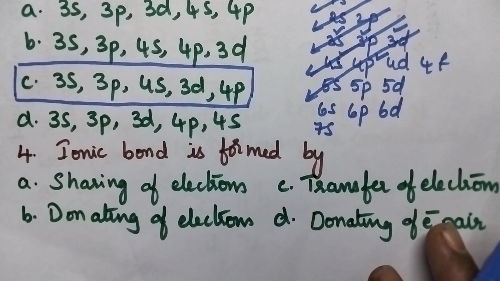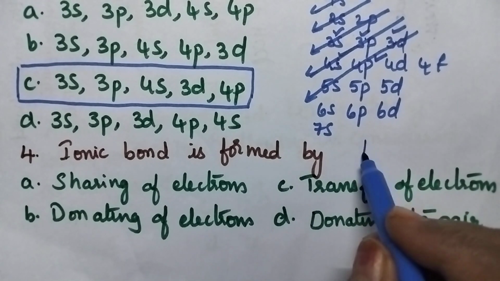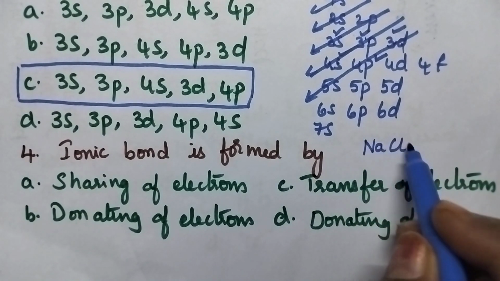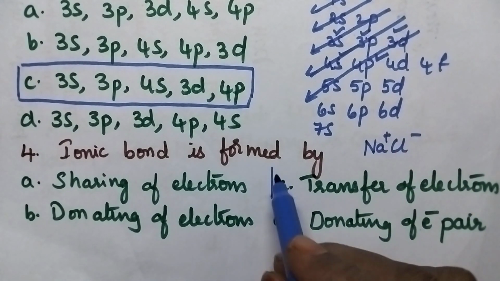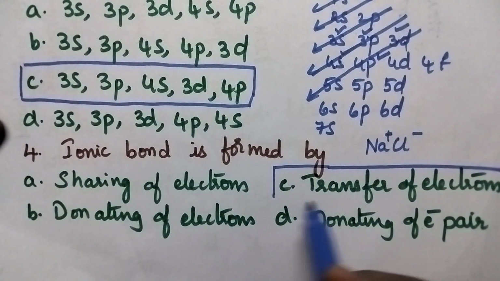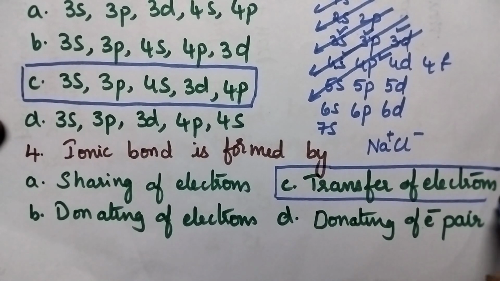Ionic bond is formed by? Ionic bond is formed by the transfer of electrons. So option C is the right answer.